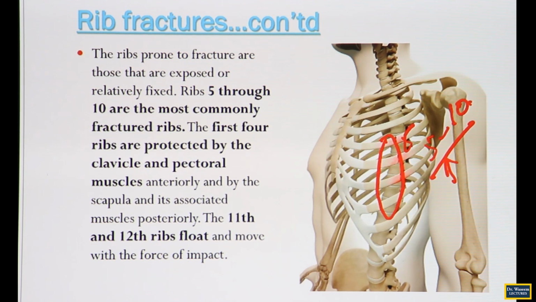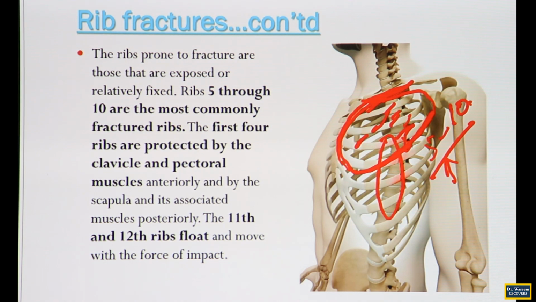The upper 4 ribs are more protected, especially the first rib, you know that this is under the cover of the clavicle. So, it has natural protection. Then the second, third and fourth ribs are under the cover of the pectoralis major muscle, a very thick and bulky muscle here. So, they are protected also. But the lower ribs, like I already told you, are less protected, that is why they are most commonly fractured here.